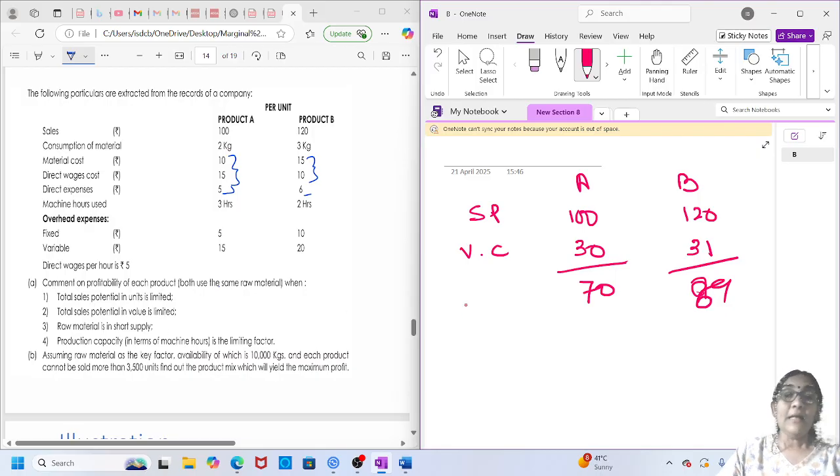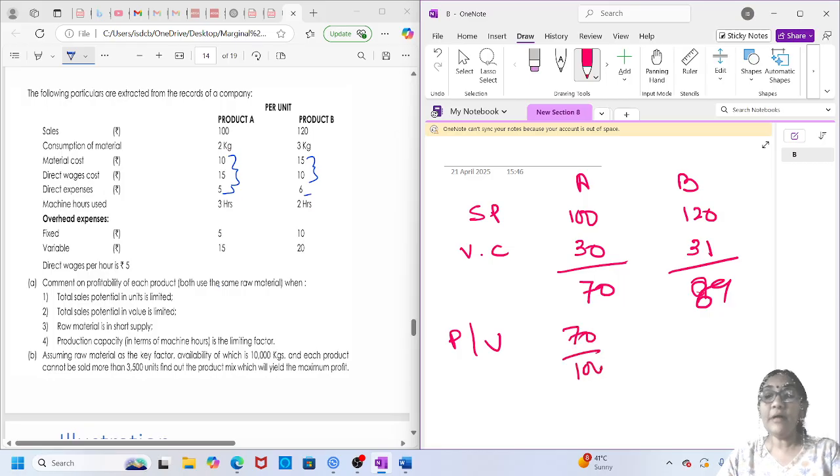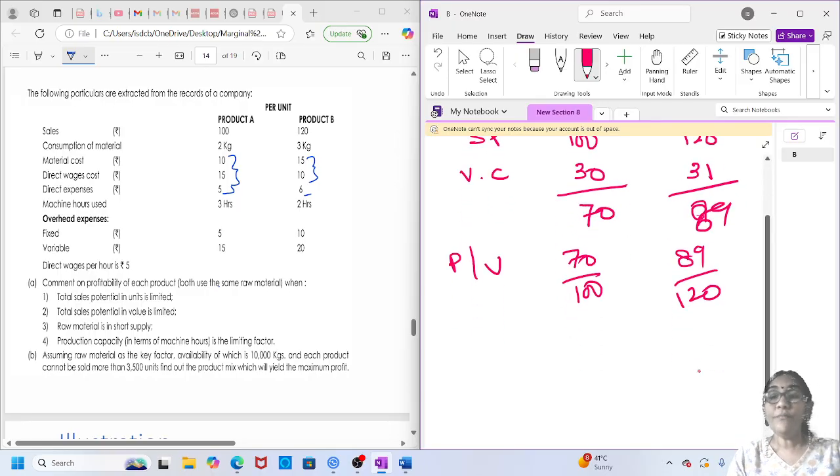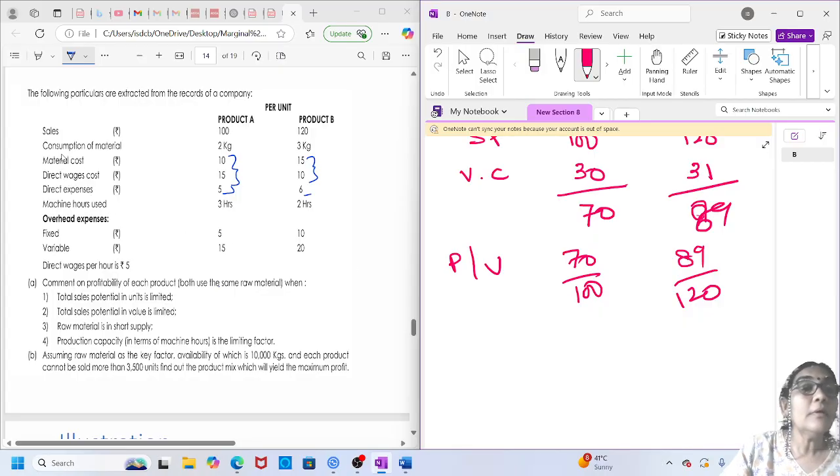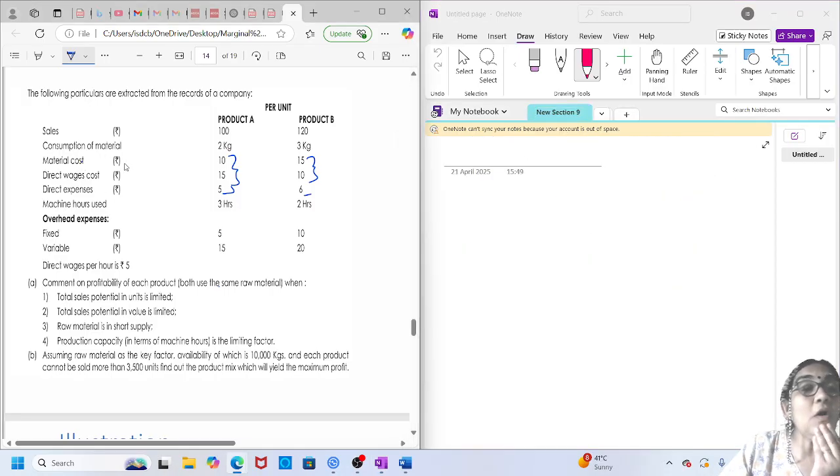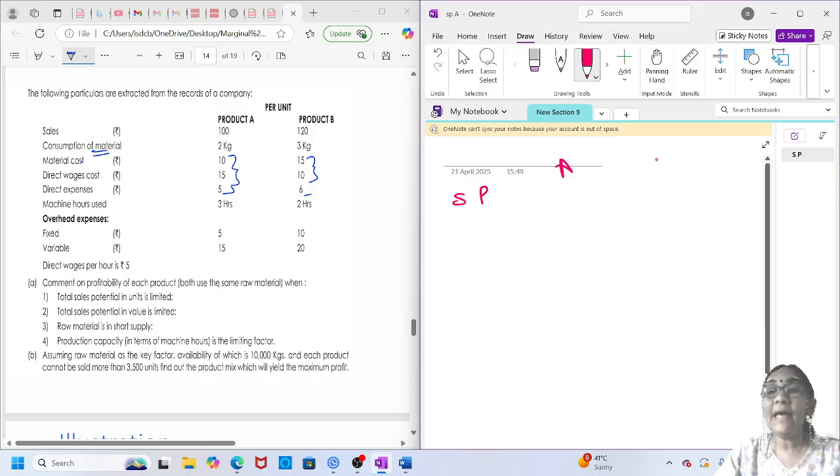Going ahead, let us calculate. This is the PV ratio. 70 upon 100 and 89 upon 120. Okay, this is material cost, consumption of material. Material cost 10, direct wages cost 15, direct expenses correct. So what we have been doing is correct. It's a selling price A and B. This is 100. This is 120.